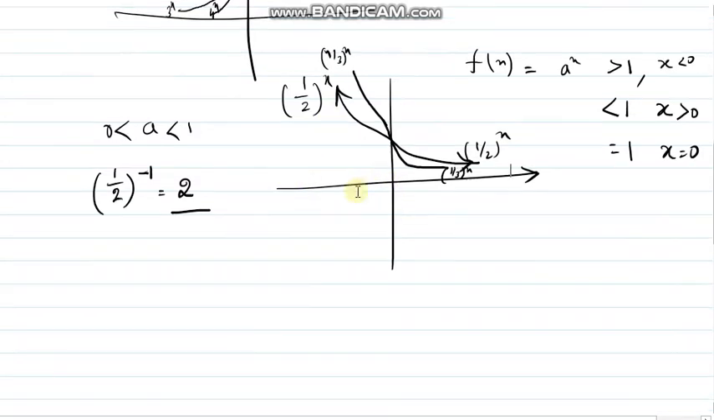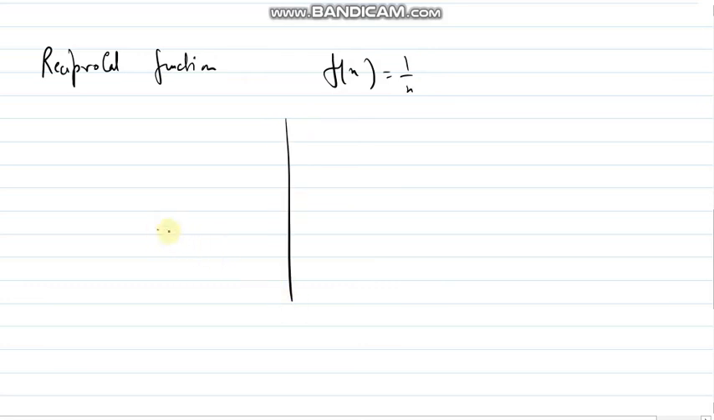Further, if I proceed to the reciprocal function, let's discuss it. The function is f(x) = 1 divided by x. So if I draw the graph, for 0 the function will not be valid. So clearly understand the domain is any real number except 0.